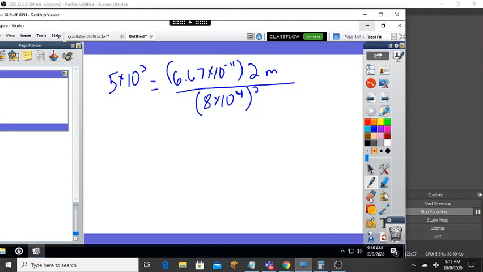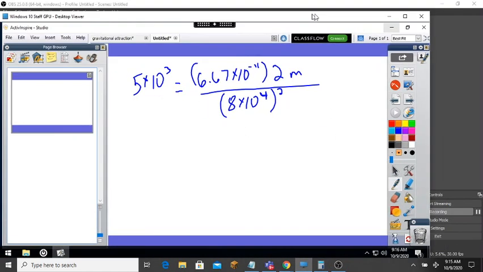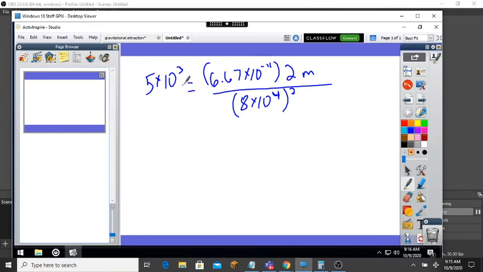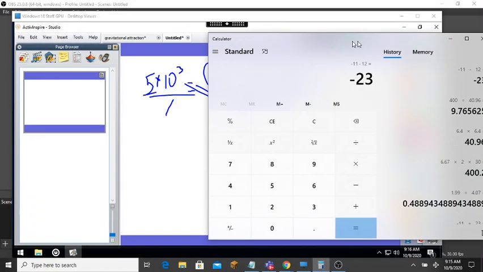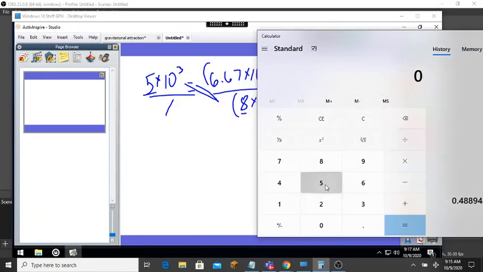Okay, so let me just show you really quickly. Now, what if you get a problem like this, where they give you the newtons, right? They give you all of this, and you need to solve for m. Well, you're going to do the same exact thing. You're going to multiply here 5 times 8, right? 5 times 8, 40.